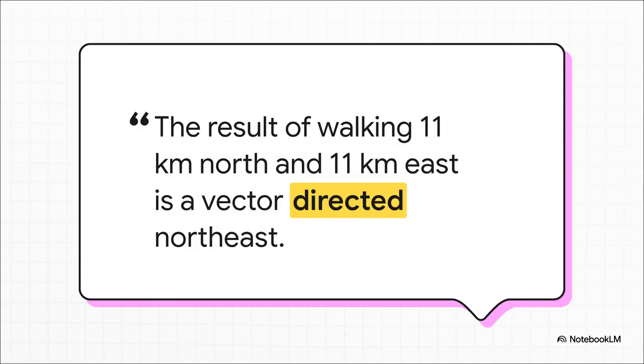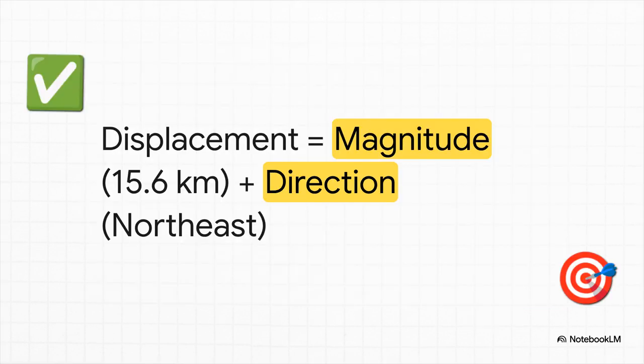But here's the beautiful part about our specific problem. Because Eric walked the exact same distance north as he did east, the result is incredibly simple and elegant. The direction is perfectly northeast, a clean 45-degree angle right between north and east. And there you have it, the complete, satisfying, final answer. Eric's displacement is a vector, 15.6 kilometers in a northeast direction. We have the magnitude, the how much, and we have the direction, the which way. That, my friends, is a complete vector.